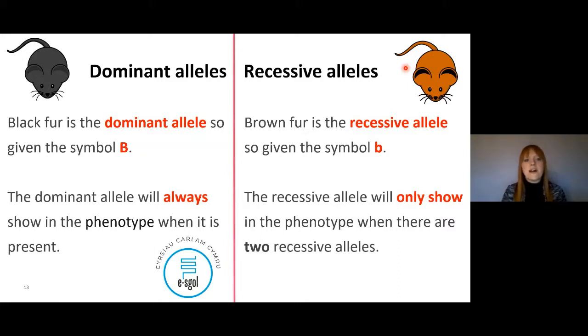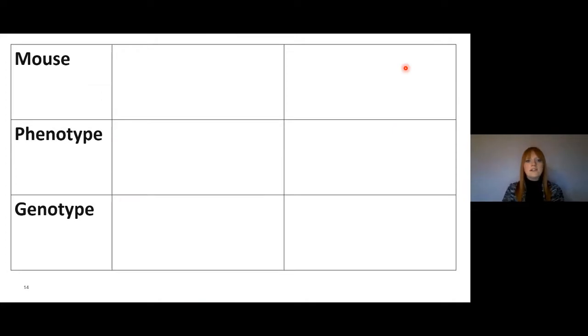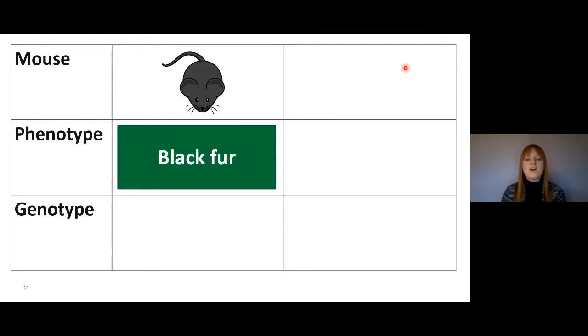Let's have a look at that then. So here we've got our 2 mice. Here's our black mouse. The black mouse's phenotype is black fur. That's the characteristic he's inherited. That's the physical characteristic he's showing.